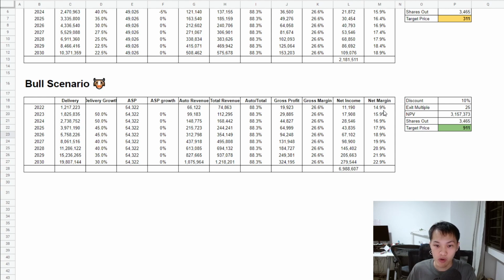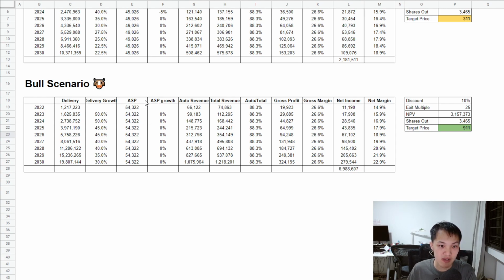So from 14.9 increase to 15.9 and so on. So it increased to about 22.9% net margin. The exit multiple is also slightly higher at 25. So as you can see, the other calculation is all exactly the same. It's just that, there's one more thing.